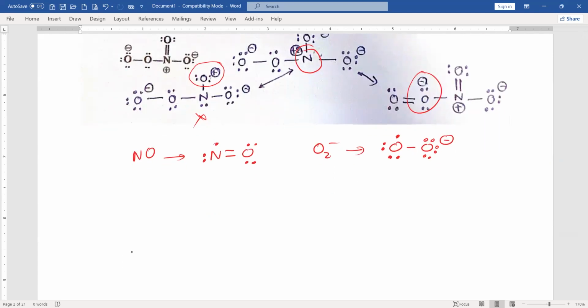Let's try. Oxygen, oxygen, nitrogen, oxygen and oxygen. If you just interchange these two bonds, then you will get another structure, very easily. Minus, then double bond, lone pair, and here two lone pairs, and here it will be minus like this, and here it is positive. Got it?